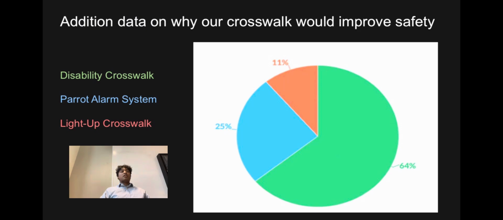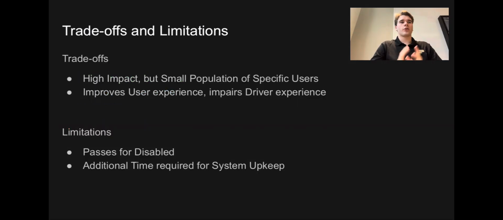And here's just some data on why we chose our final solution. This data is also included in our matrix, but essentially we conducted a poll, and out of the three solutions we had, the disability crosswalk, as you can see from the graph, was polled to be the best solution out of the three. Okay, and finally we have the trade-offs and limitations.